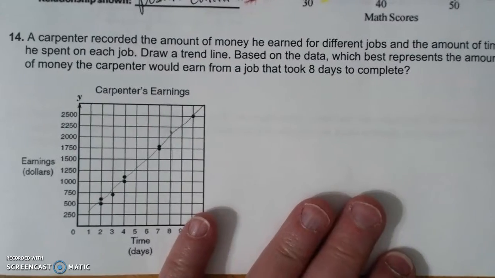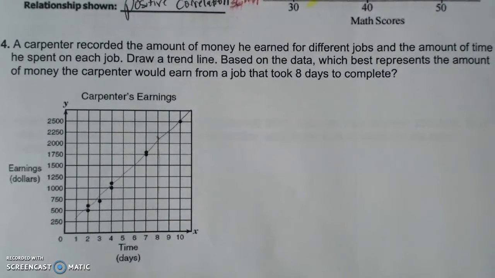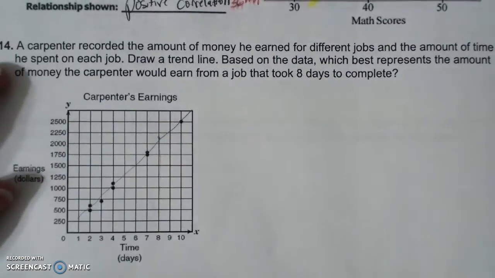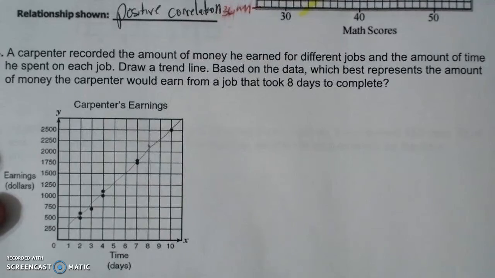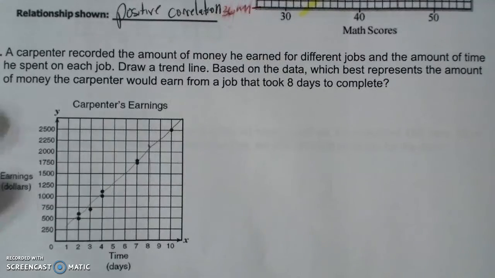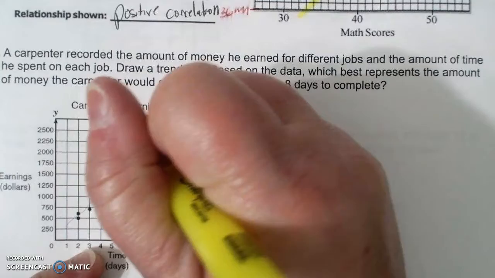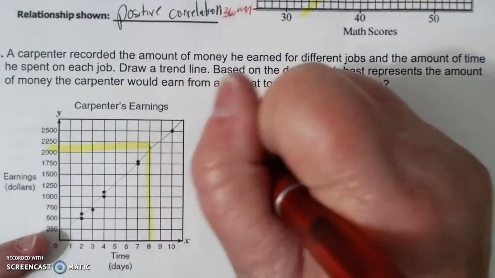A carpenter recorded the amount of money he earned for different jobs and the amount of time he spent on each job. Draw a trend line, which I did, based on the data which best represents the amount of money the carpenter would earn. It took 8 days to complete. So I'm going to go from 8 up to the trend line, across, and I will say $2,100.